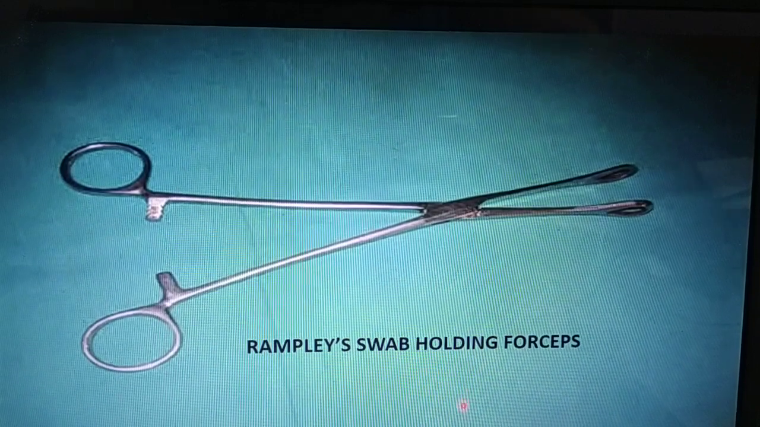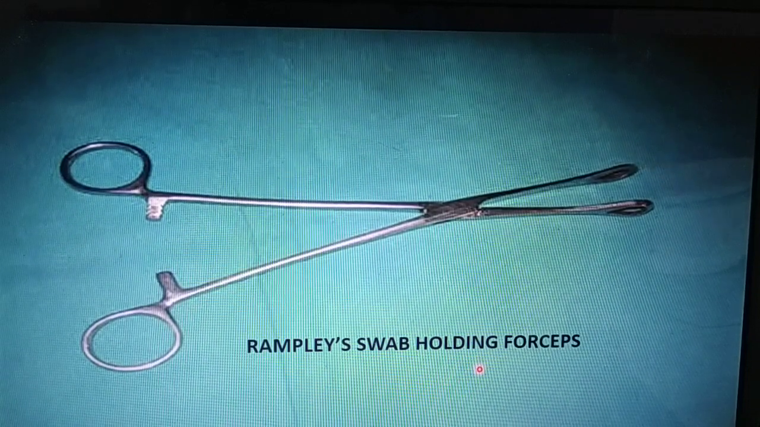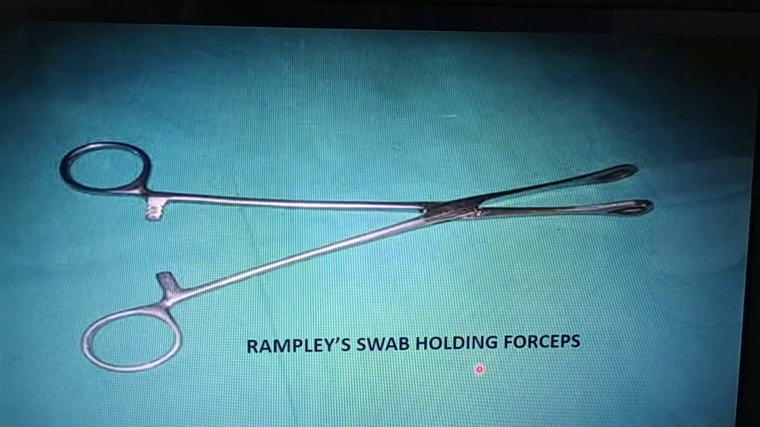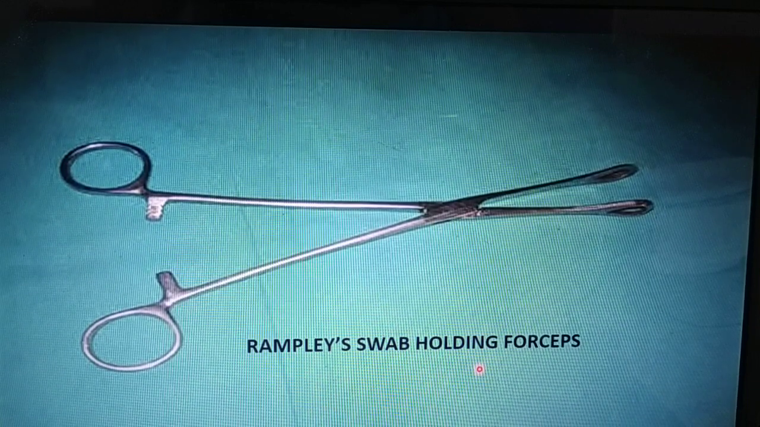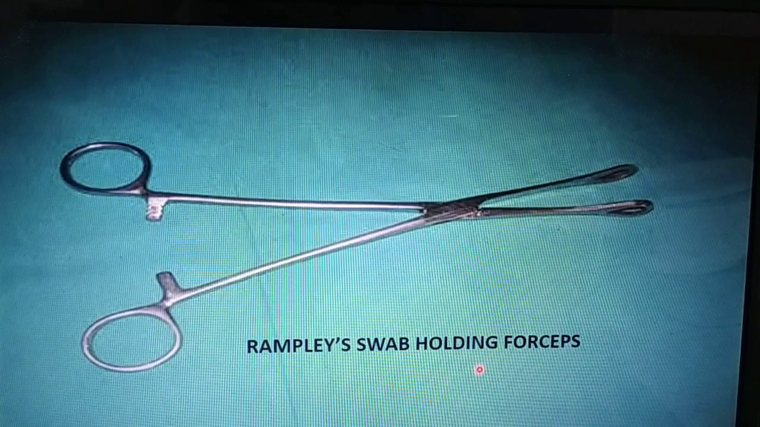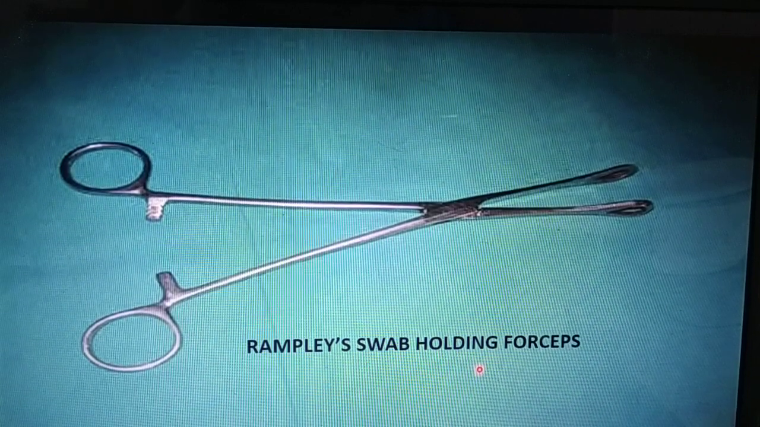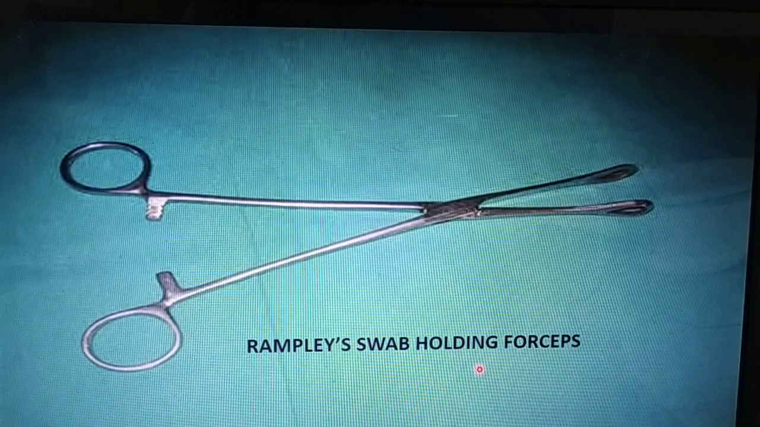Another important question is why this instrument is long. Because the instrument is made longer to enable the surgeon to apply the antiseptic solution to the skin without touching the unsterile field of operation. So this is why the instrument is long.